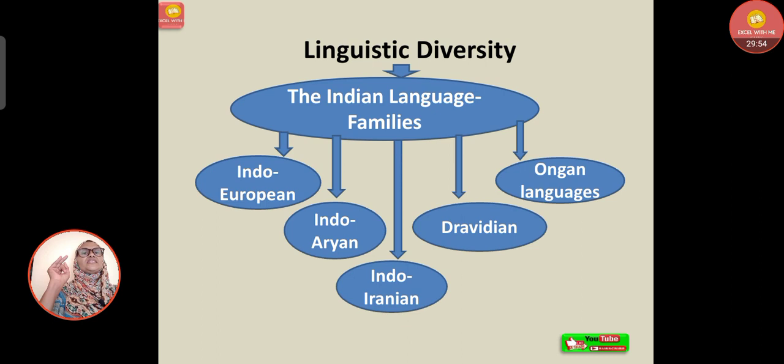Now let's understand the linguistic diversity, the Indian language families. What are the Indian language families here? Indo-European, Indo-Aryan, Indo-Iranian, Dravidian, Austric languages.